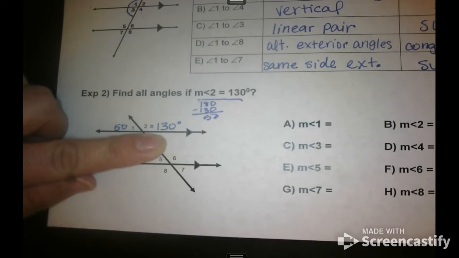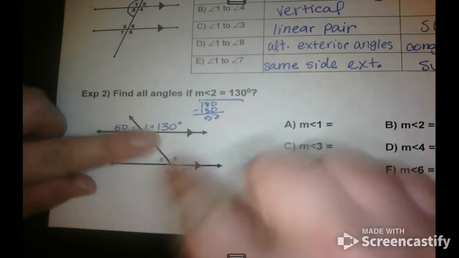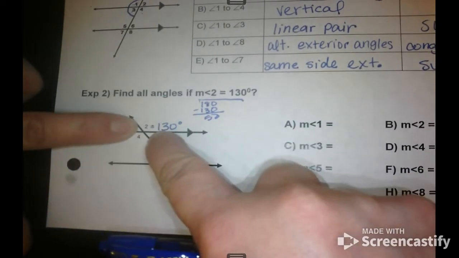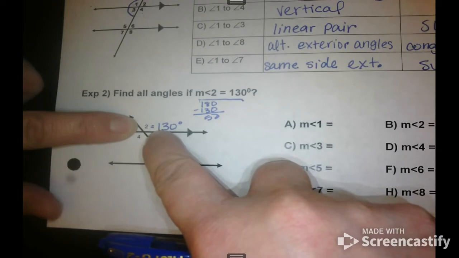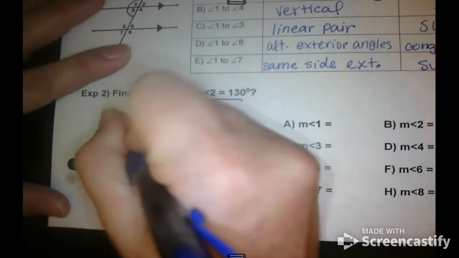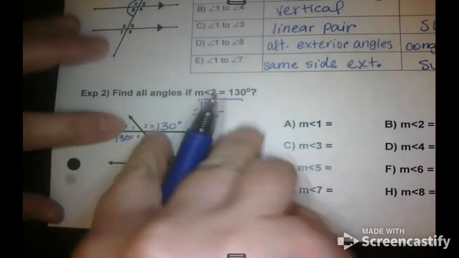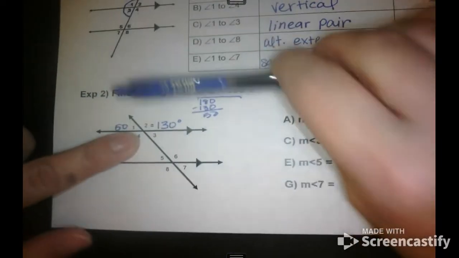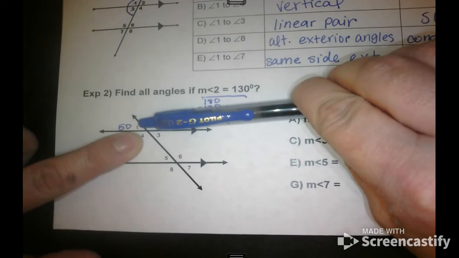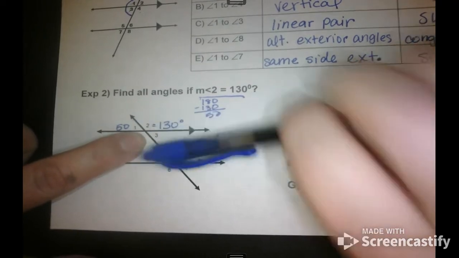Okay, so we agree? Yes. Okay. What about these 2 angles? It is 2. Why is it 130? Because it's vertical, and vertical angles are what? The same. Okay. So then if I covered those up and I just looked at 1 and 3, what would 3 be? 50.